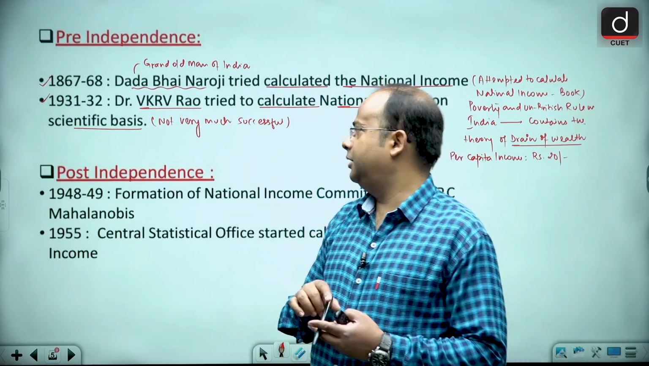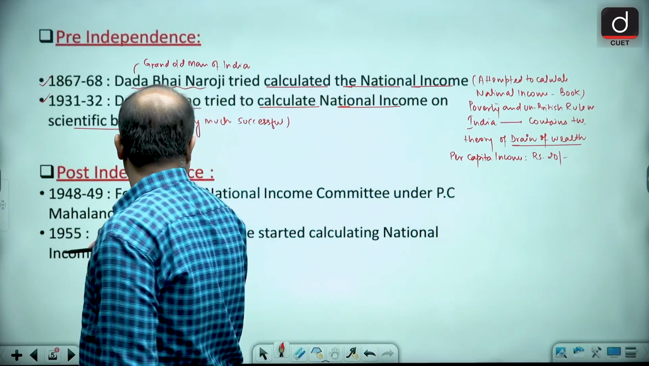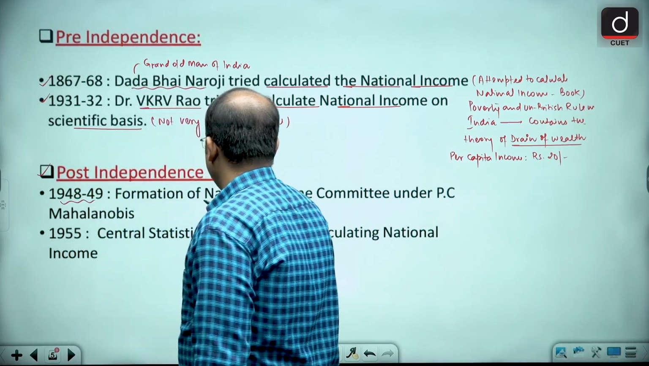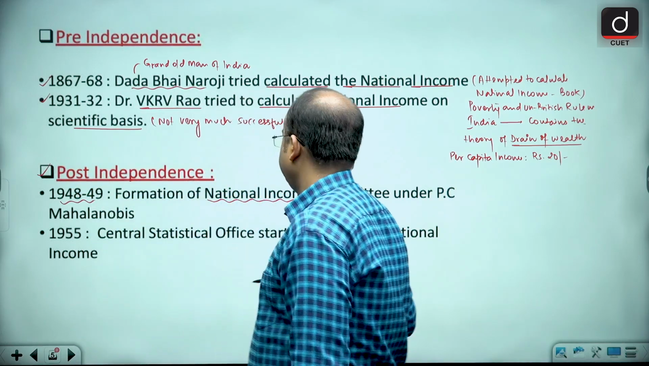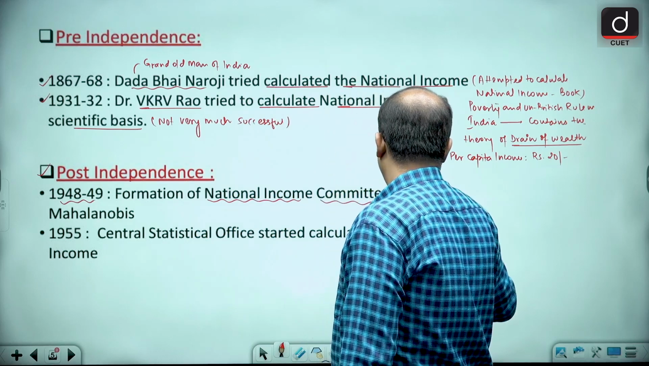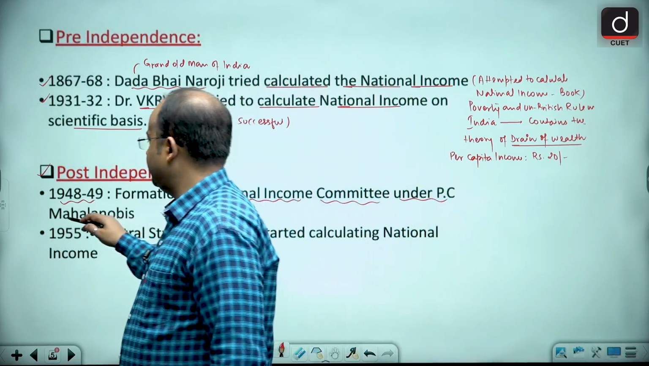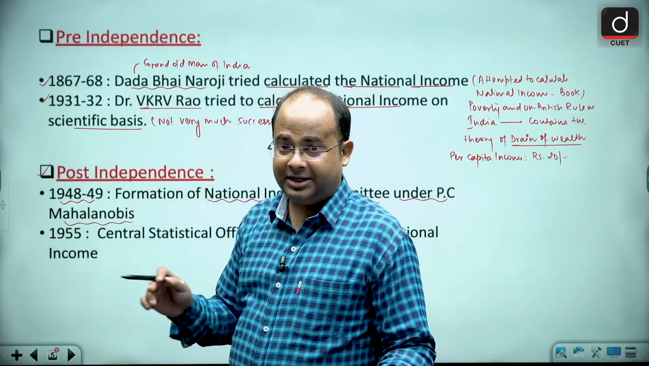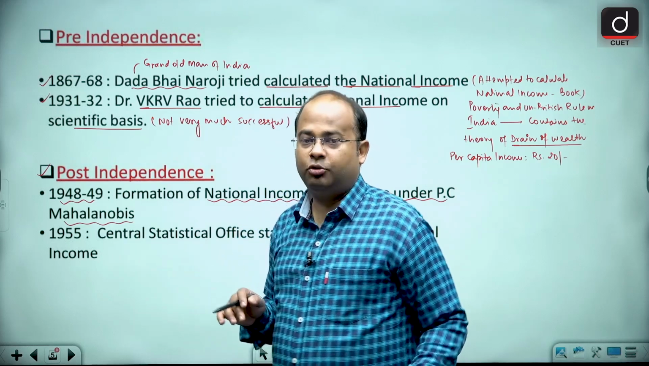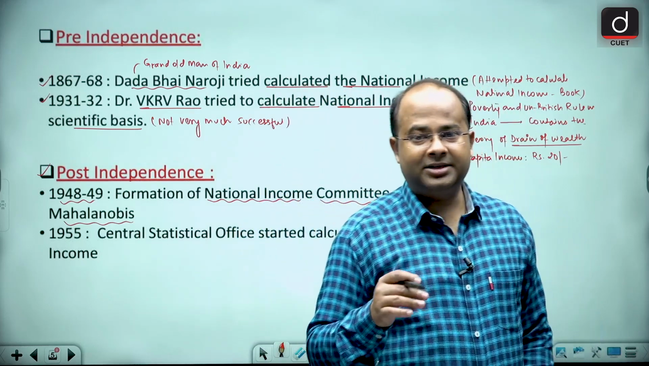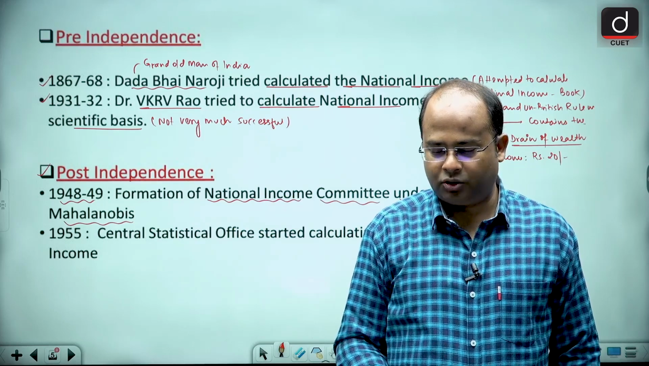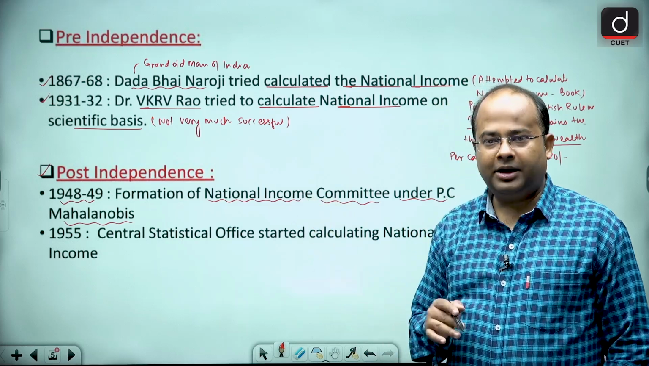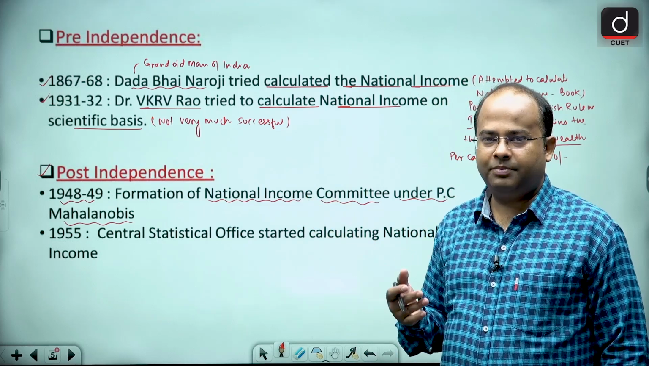Now guys, after independence, what happened? There was formation of the National Income Committee, in 1948-49. The National Income Committee was formed under P.C. Mahalanobis, that is Prashant Chand Mahalanobis. He was a very famous statistician of India, and his birthday is celebrated as National Statistics Day. P.C. Mahalanobis was one of the founder members of the Indian Statistical Institute, ISI.